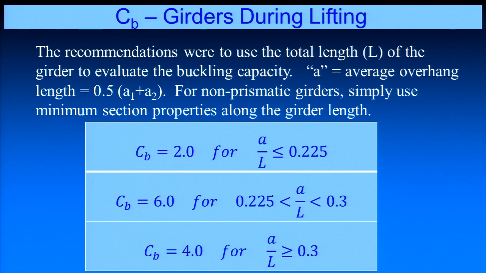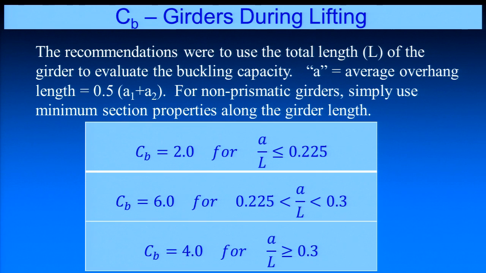What we ended up recommending was that if you pick the section up with an A over L less than 0.225, which means you're out at around 20% of the length, you use a C sub B of 2. If you're between 0.225 and 0.3, a lot of times we target around the quarter points of the section, use a C sub B of 6. But remember, you're using the total length of this segment. So if you're doing a bridge girder, you may be lifting a 180 or 200 foot long girder, so you need that very large C sub B value. And if you're greater than 0.3, there's a value of 4.